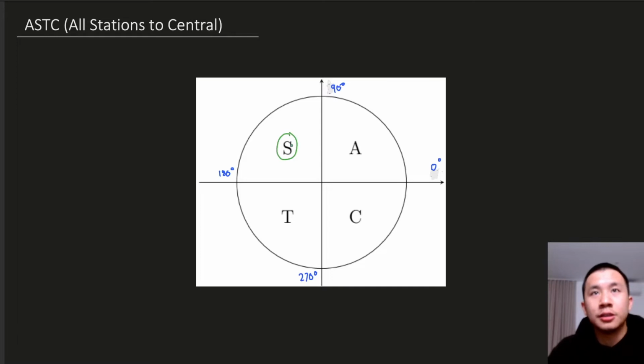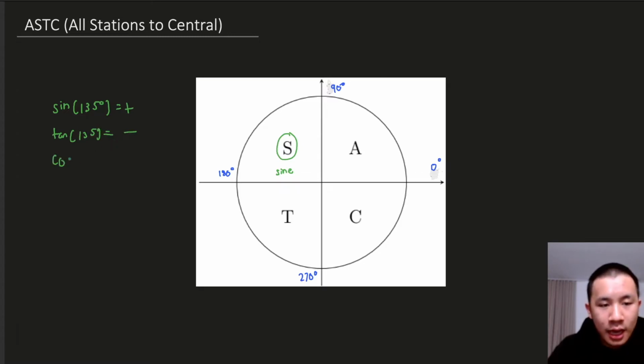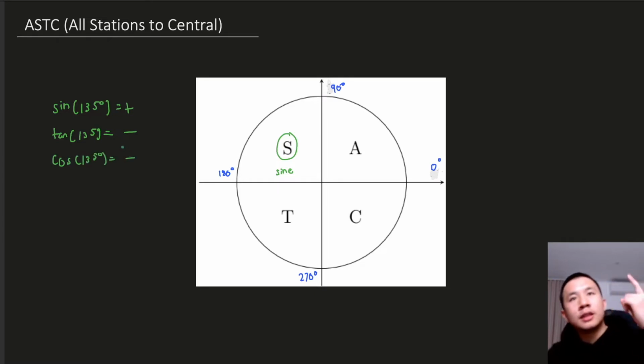Now this S, as you can tell, is sine. Anything between 90 and 180 degrees, sine should be positive, and tan and cos should be negative. So say for example you had sine 135, which is between 90 and 180. This should be a positive number. But if you had tan 135, this should be a negative number. Same with cos. And you can also type this in the calculator, and you should get sine is positive, tan is negative, and cos is negative.